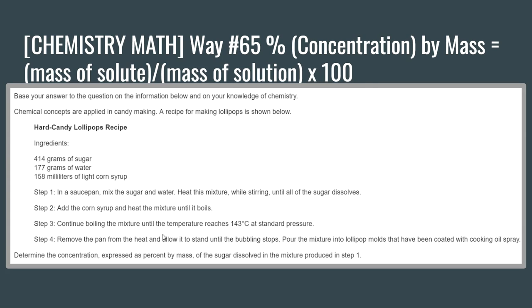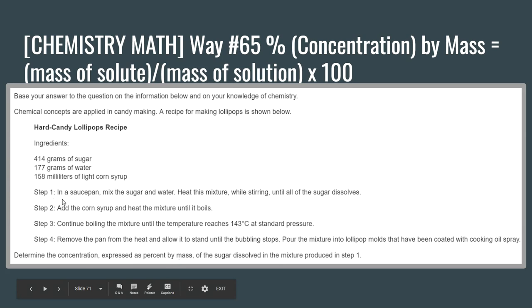Step 3. Continue boiling the mixture until the temperature reaches 143 degrees at standard pressure. Step 4. Remove the pan from the heat and allow it to stand until bubbling stops. Pour the mixture into lollipop molds that have been coated with cooking oil spray. Determine the concentration, expressed as percent by mass, of the sugar dissolved in the mixture produced in step 1.